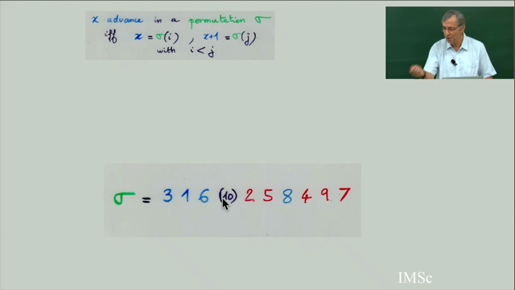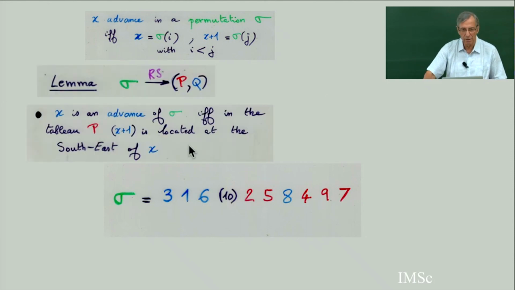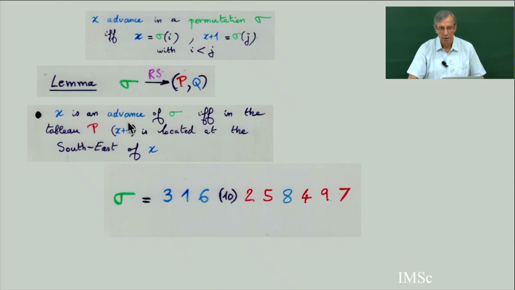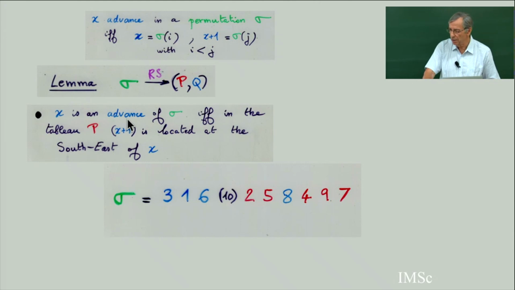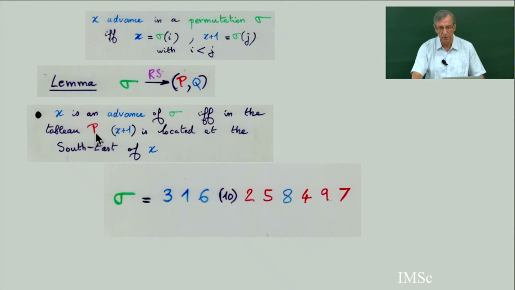So you have a sequence, you have a word, advance and backward, and the lemma says that if you take the Robinson-Schensted correspondence for a permutation, then you can really look at the advances of the permutation inside the P symbol of the permutation. x is an advance in the permutation if and only if in the tableau P, the P symbol by the Robinson-Schensted correspondence, the x plus 1 is located at the southeast of x.